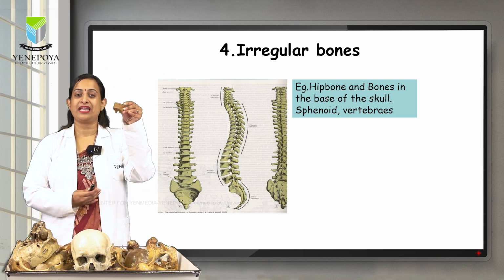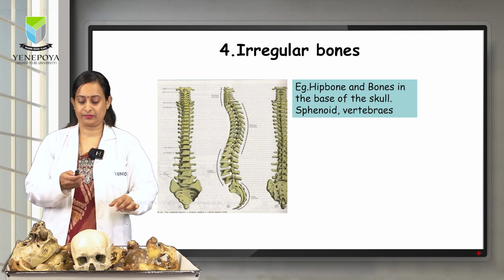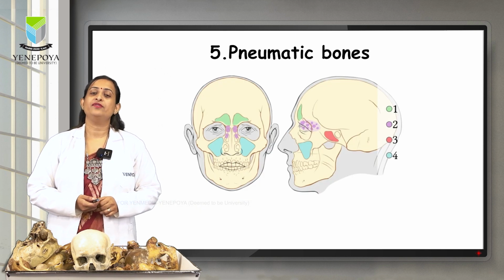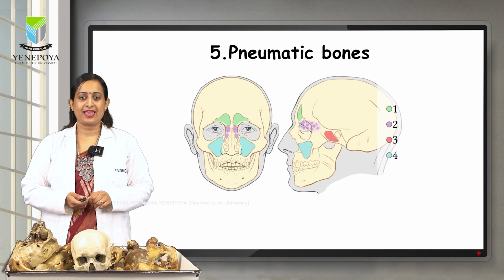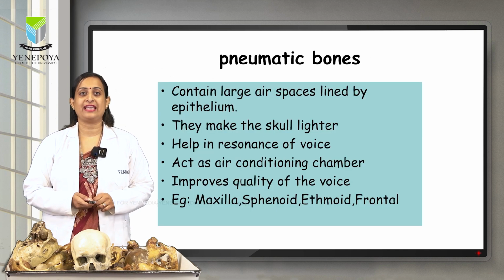Here I can show you one type of vertebra. So it is irregular in shape. The next type is pneumatic bones. The word pneumatic itself says hollow or air-filled cavities. Now they have air-filled cavities.